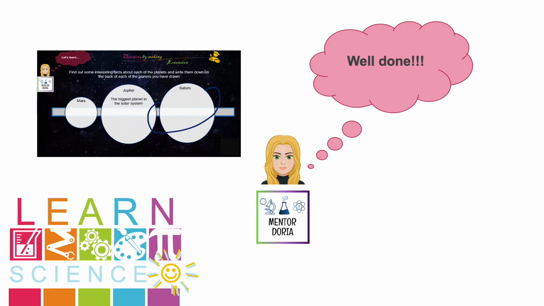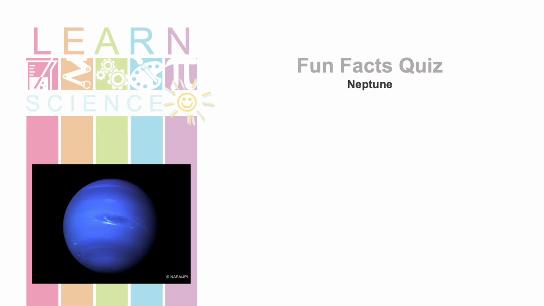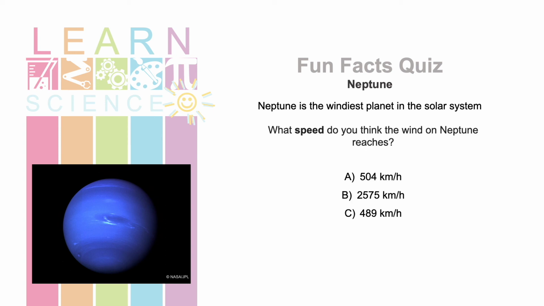Great job, everyone! Let's move on to our last fun facts quiz, which will be about the planet Neptune. Neptune is the windiest planet in our solar system. But what speed do you think the wind on Neptune reaches? Is it A, 504 kilometers an hour, B, 2,575 kilometers an hour, or C, 489 kilometers an hour?